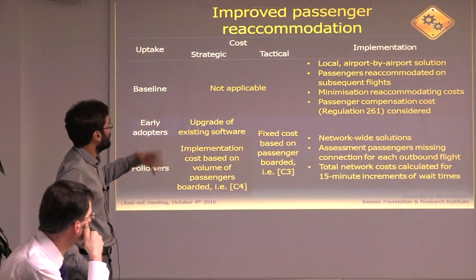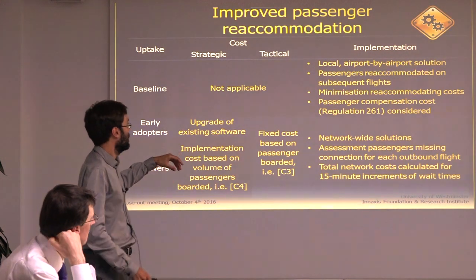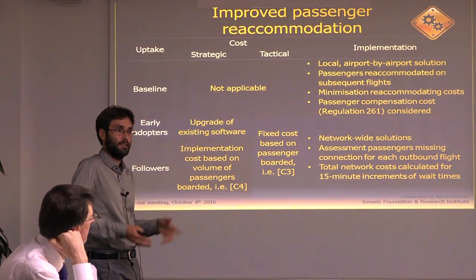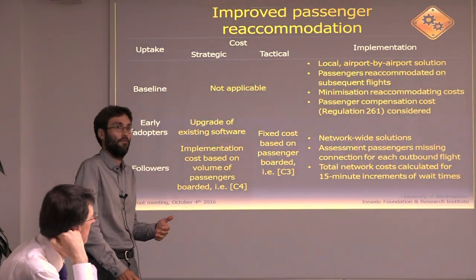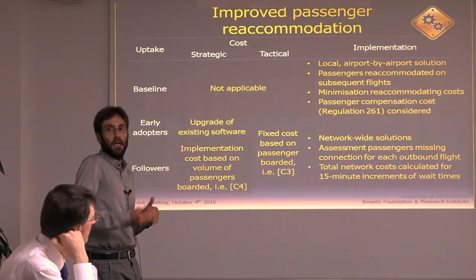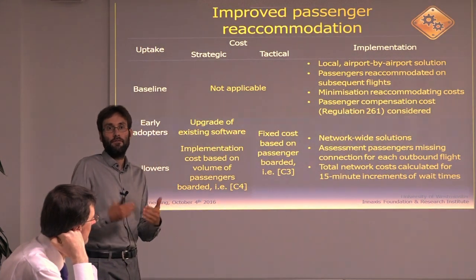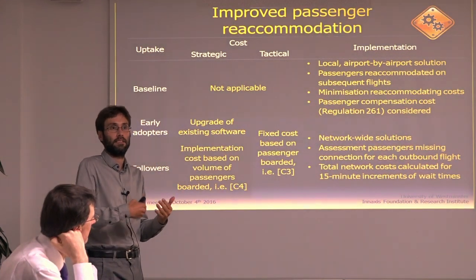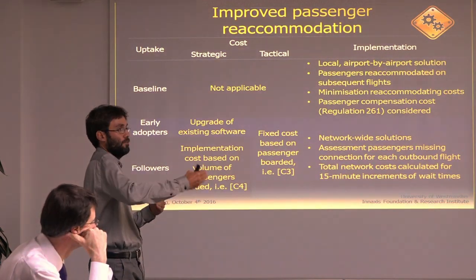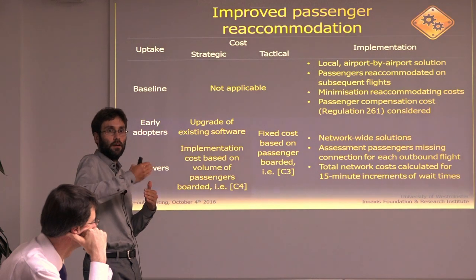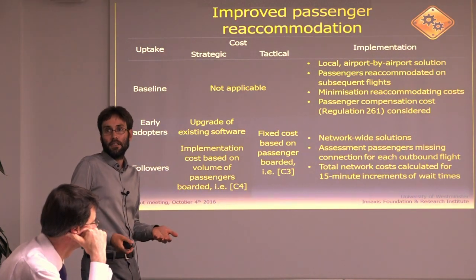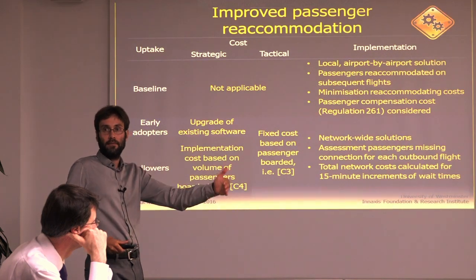In the advanced system, when we implement the mechanism, what we are assuming is that we still have that. We have the possibility to reroute the passengers and rebook them on the following flights. But also, the airline is going to assess for the outbound flights whether it's worth it or not to wait for connecting passengers that may miss their connections. So what we have done is to use 50-minute increments of waiting time and assess the cost of waiting for those connecting passengers that may otherwise miss the connections if the outbound flight departs on time.